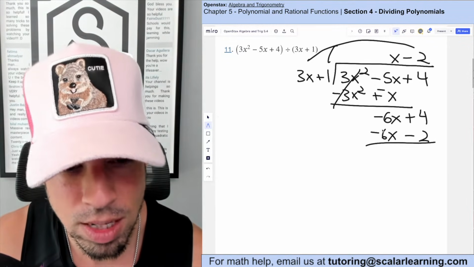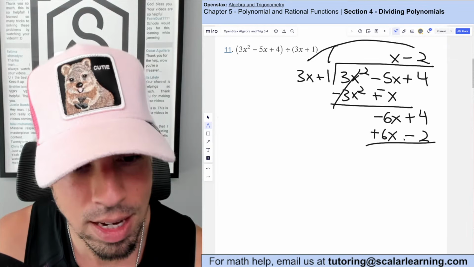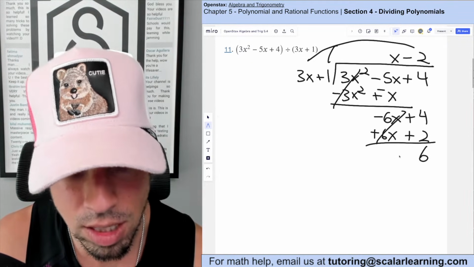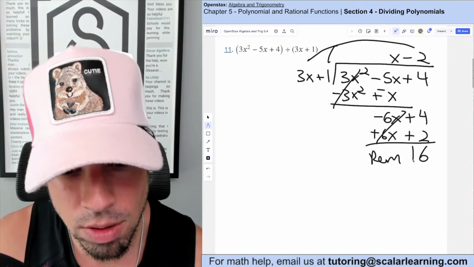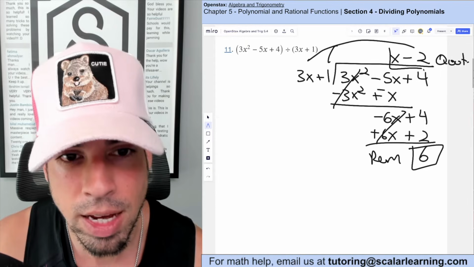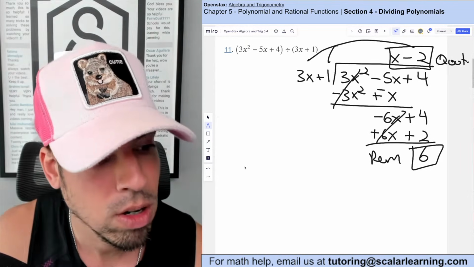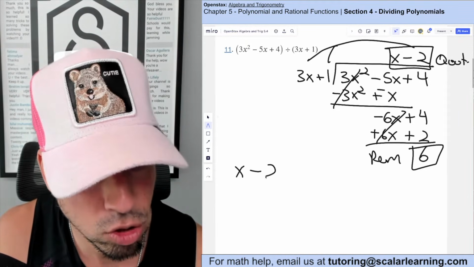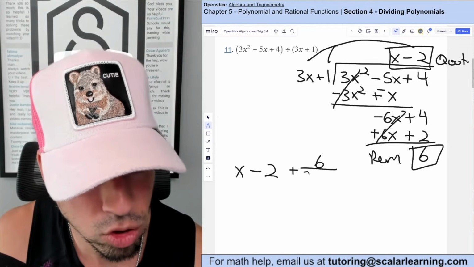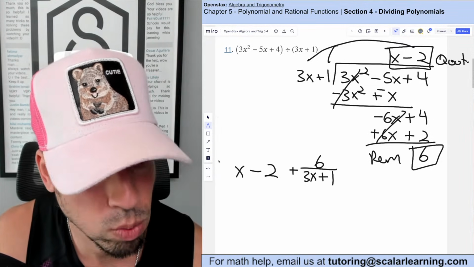And then last but not least, we subtract, aka negate, add these together, cancels out. 4 plus 2 is 6. So we have a remainder of 6 and a quotient of x minus 2. And we put it all together, we get the quotient x minus 2 plus that remainder over that divisor, which is 3x plus 1 for the win.